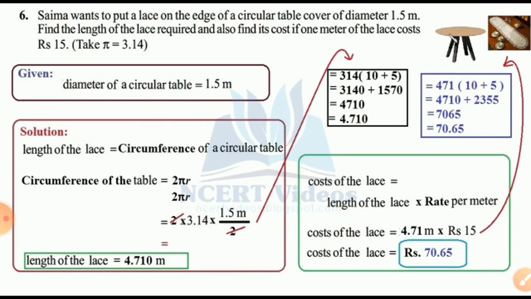Lace means, girls, you know very well, you keep it on the border side. Diameter of the circular table is not 15 but 1.5 meter. And we know the length of the lace is equal to the circumference of the circular table, 2 pi r. Pi you are having 3.14, 2 is as it is, multiplied by 1.5 diameter divided by 2, that 2 will cut. Now you have 3.14 and 1.5.